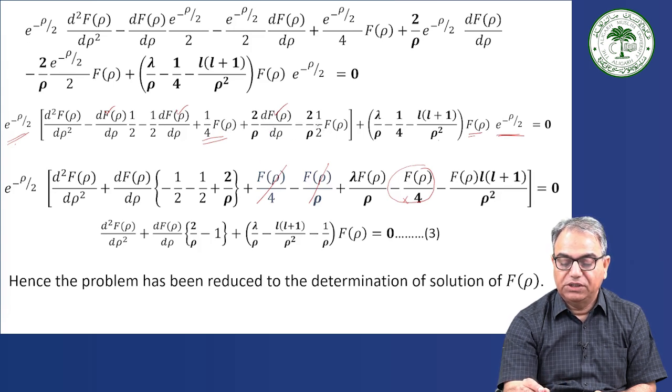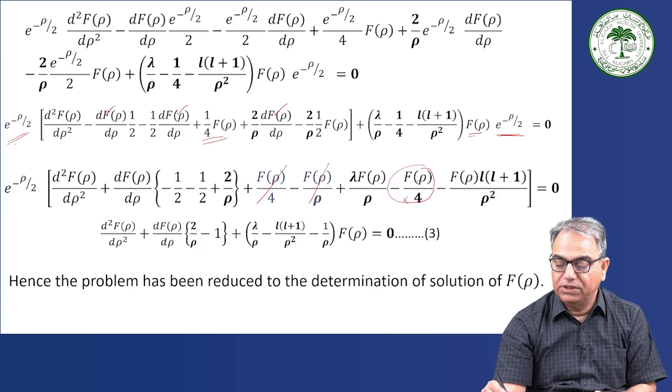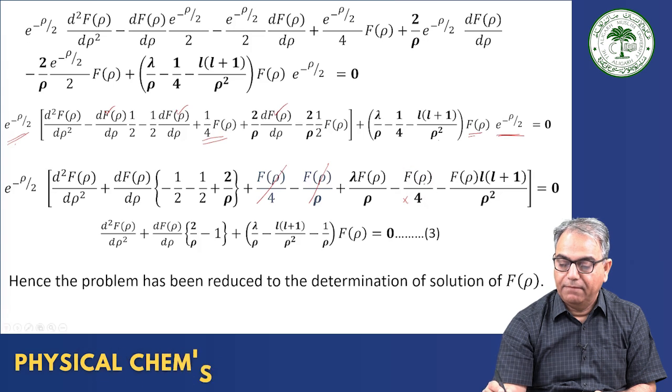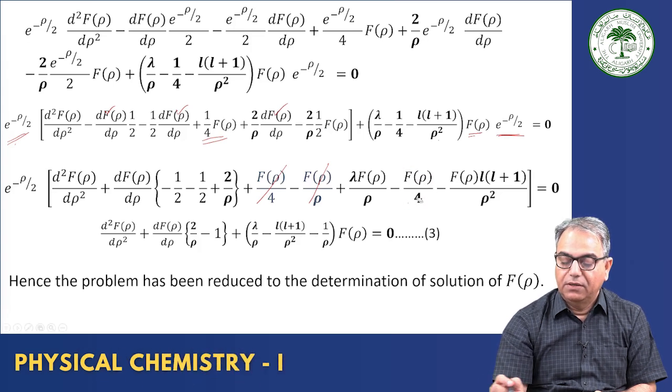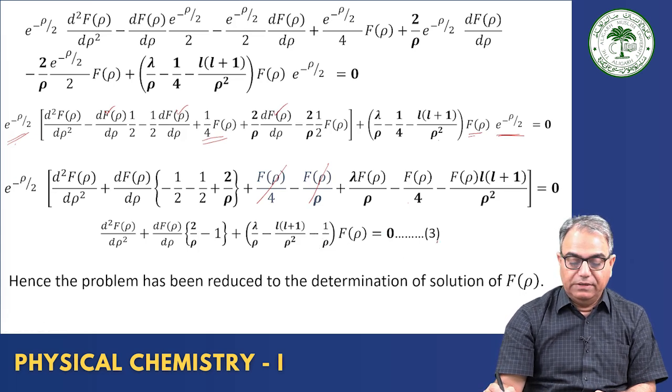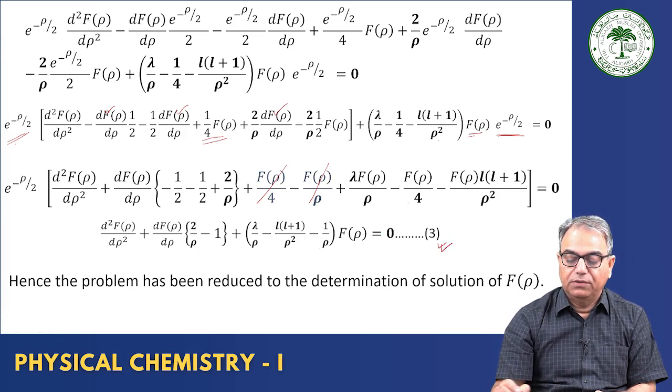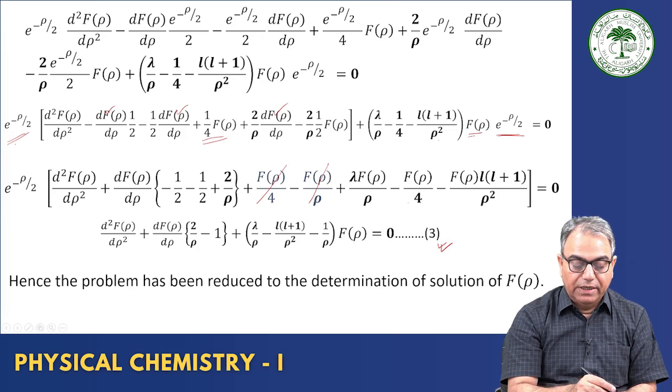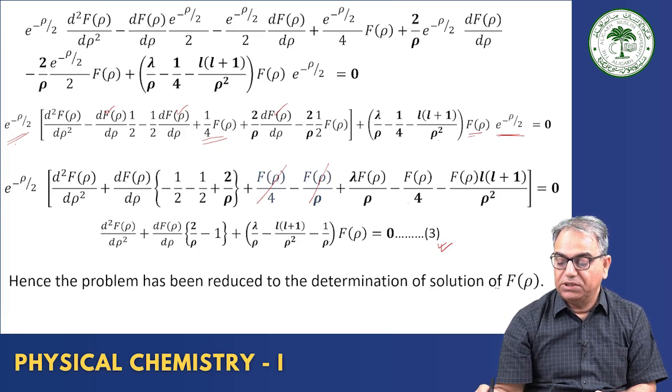Okay. So, this was your f rho divided by 4. This will remain. Okay, fine. This will remain there. So, now you have 1 over rho. Now, this is your equation number 3. Hence, the problem has been reduced to the determination of f rho.